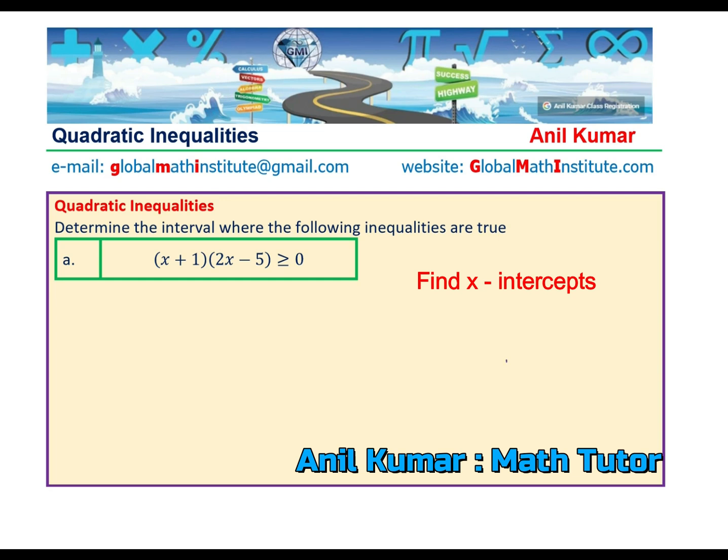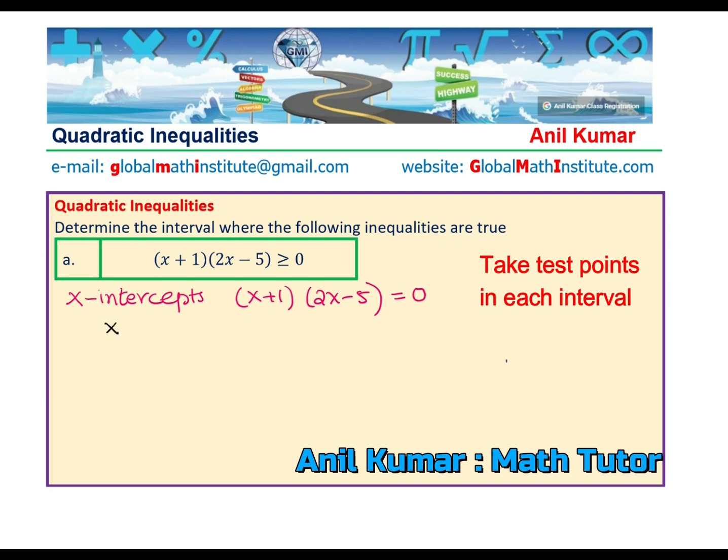First step will be to find the x-intercepts of the equation x plus 1 times 2x minus 5. It really means wherever the y value is 0, right? So if you equate to 0, it is going to be 0 only for x plus 1 equals 0, which is at x equals minus 1, or 2x minus 5 equals 0, which is at x equals 5 by 2. So we have two zeros.